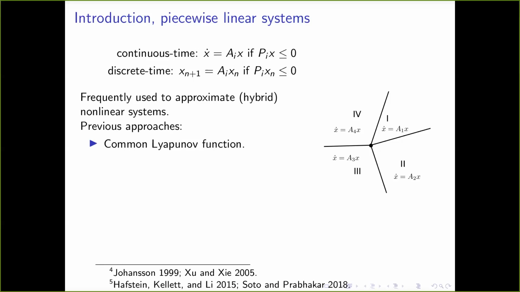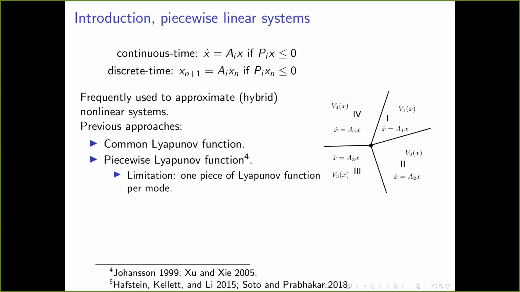Previously, to prove stability of a piecewise linear system, people first attempted common Lyapunov functions. Namely, all hybrid modes share the same Lyapunov function. Unfortunately, many stable piecewise linear systems don't admit a common Lyapunov function. Then people proposed piecewise Lyapunov functions for more flexibility.